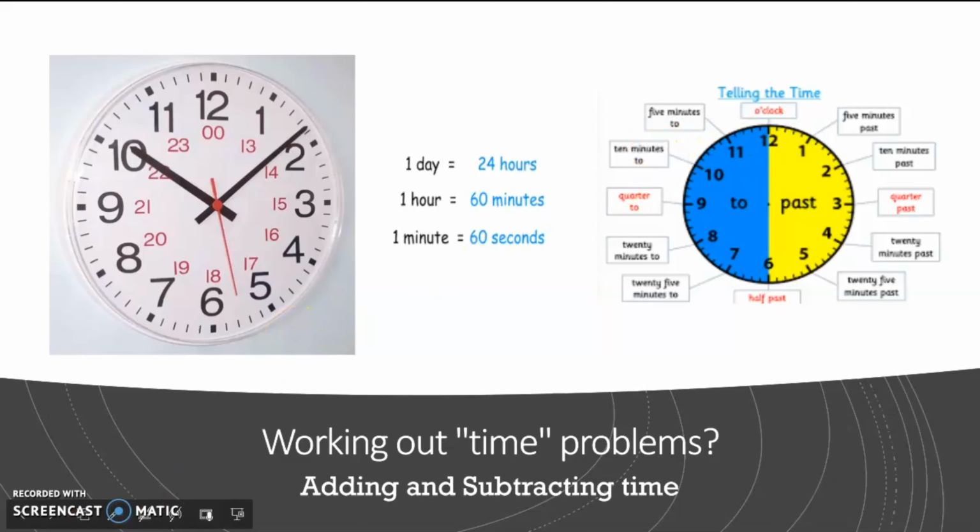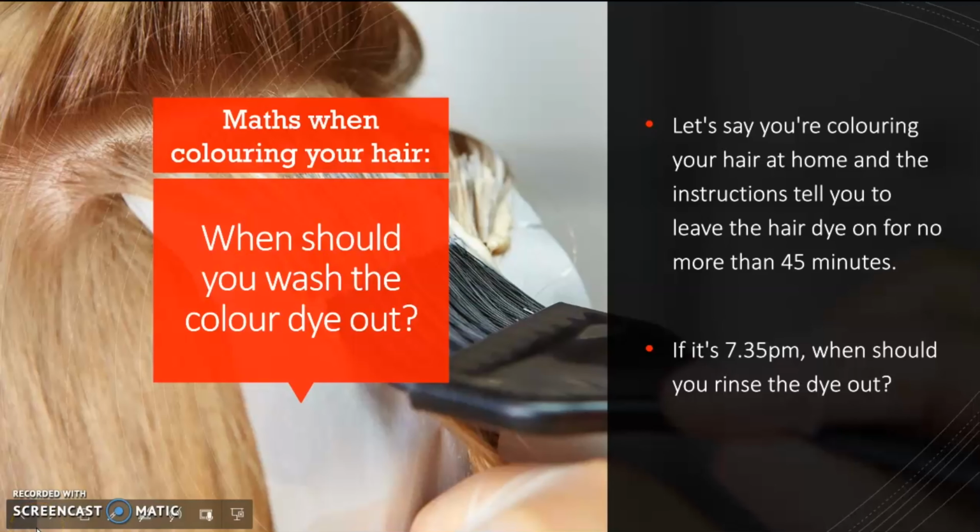Alright, let's move on. Thinking of problems that arise where we have to work out time or add times to each other, one of the ones I think of is when I'm colouring my hair.